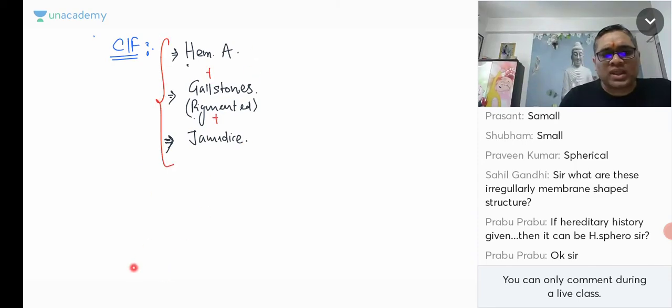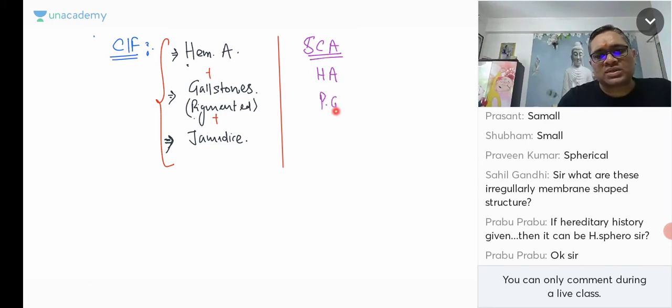This will also be seen in one more anemia. I'm writing it because we will be discussing it later on. This will also be seen in sickle cell anemia. Remember, the same hemolytic anemia, pigmented gallstones, and jaundice: all three will be present in this also. So what is the difference? This was a question in the NEET exam 2015, because there is a minor difference. And what is that minor difference?